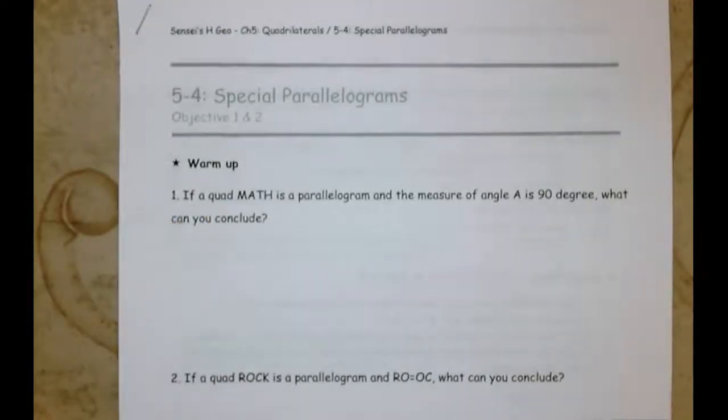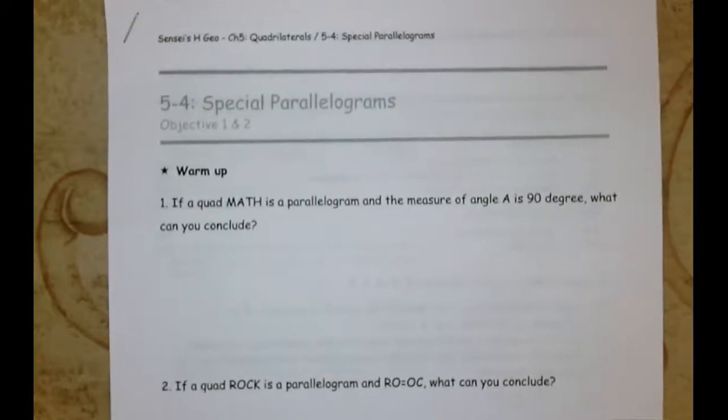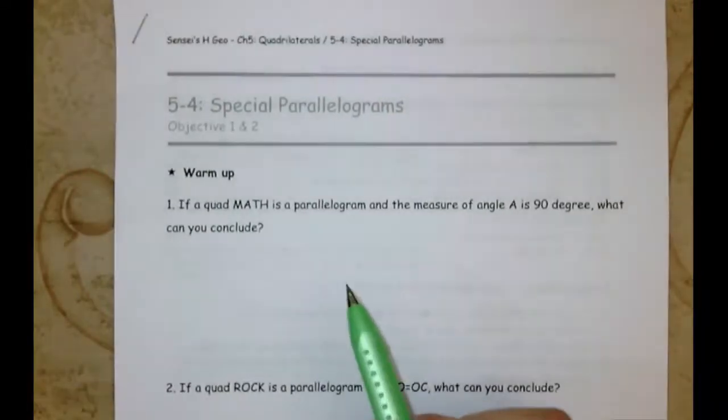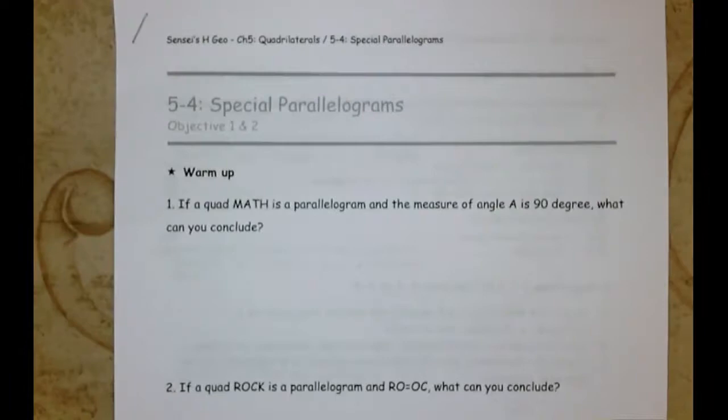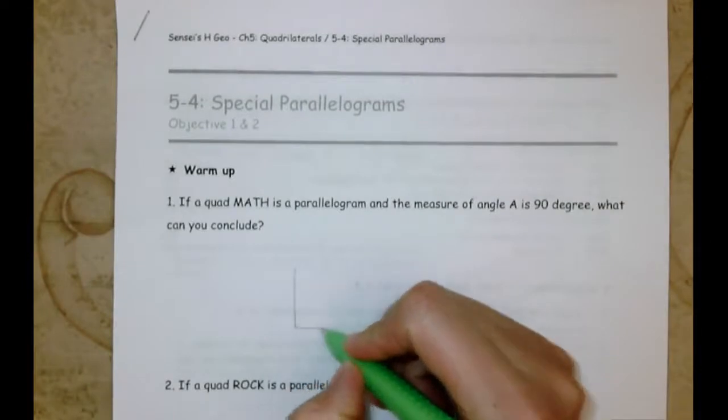Okay, so this is 5 for special parallelograms, objective 1 and 2. Alright, so let's do the warm-up. If quad MATH is a parallelogram and measure of angle A is 90 degrees, what can you conclude? So this is what it's asking.